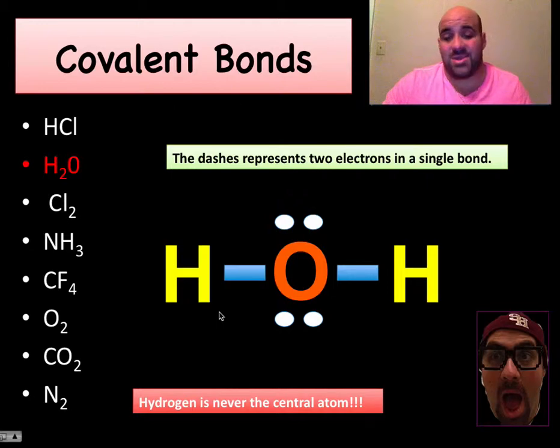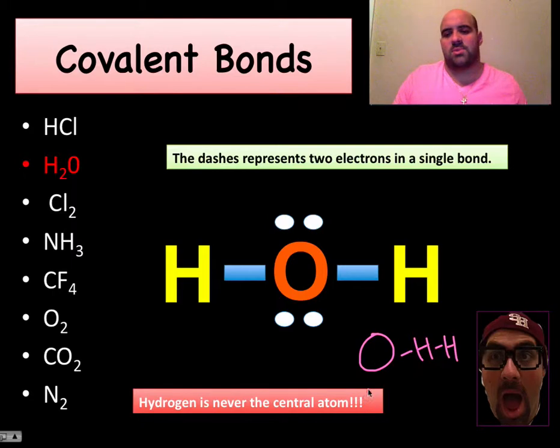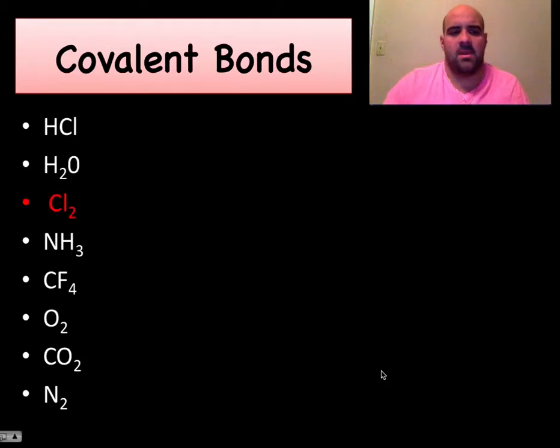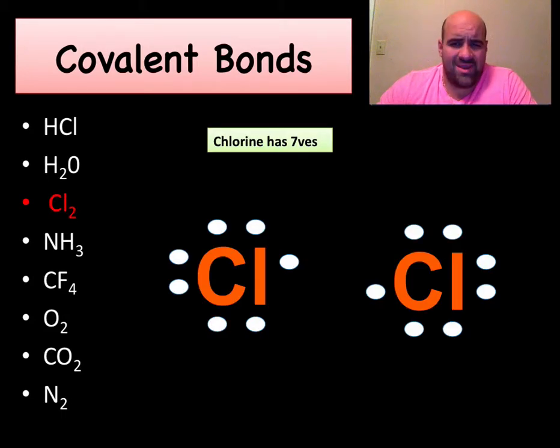And recall that hydrogen is never the central atom, and we're looking for a bit of symmetry here, so we're not going to draw it as O, H, H. We want a little more symmetry than that, and actually this wouldn't really work anyway for reasons we'll see later on. Diatomic chlorine gas. Chlorine has 7 valence electrons. There's 2 of them. What are they going to do?